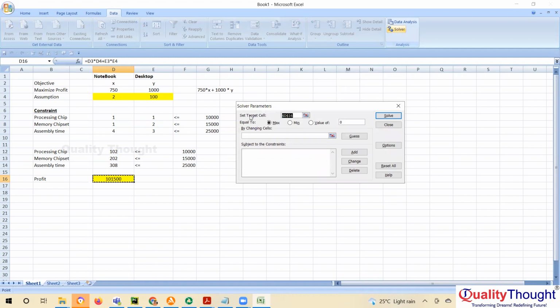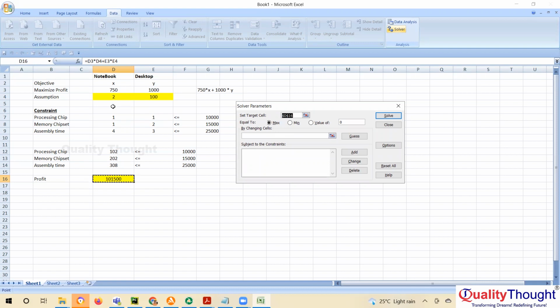Here you see set target cell. What is your target cell? This is the target cell. This is what we want. You want to maximize, minimize, or set it equal to. Three options you have. You can set an exact value, let's say 500,000, or 5 lakh as profit. But in our case, we want to maximize. Now, by changing cells, which cells do you want to change? These two cells.